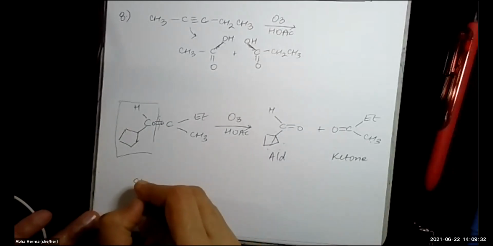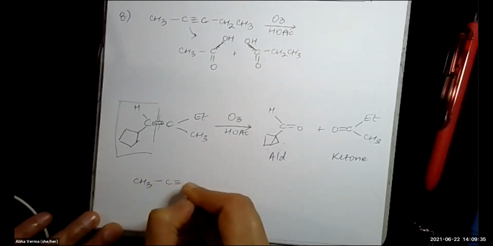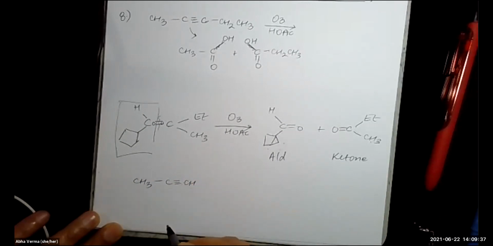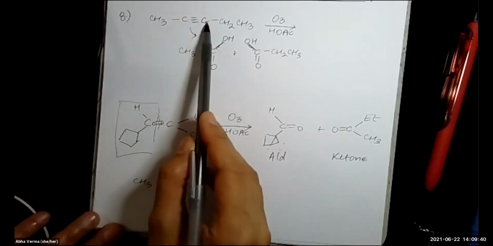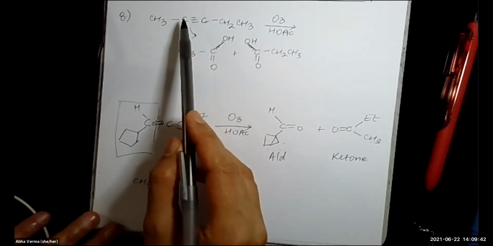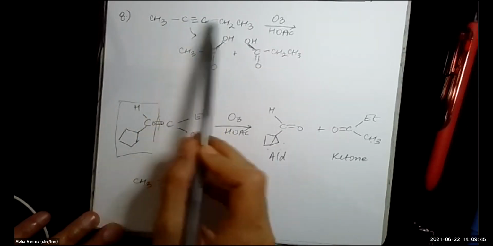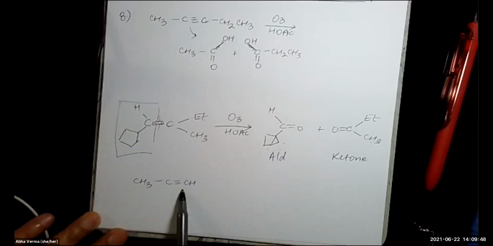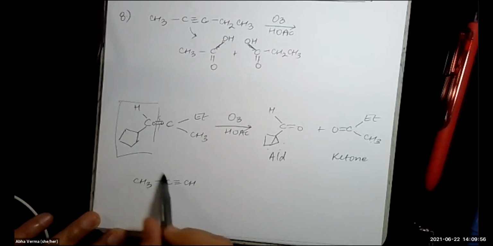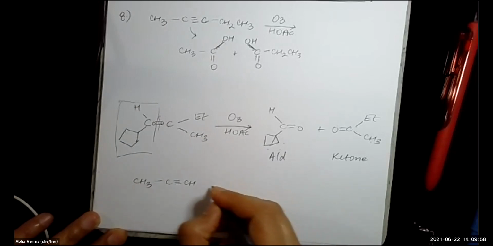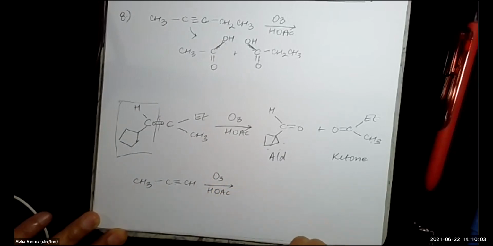Now this was an internal alkyne. What if I had a terminal alkyne? So this is what a terminal alkyne is. Internal alkyne, both carbons of the alkynes have R groups on them. In a terminal alkyne, which is at the end of the chain, you will see a hydrogen on one end and the R group on the other end. So now when I will use my ozonolysis reagents, what would I get?